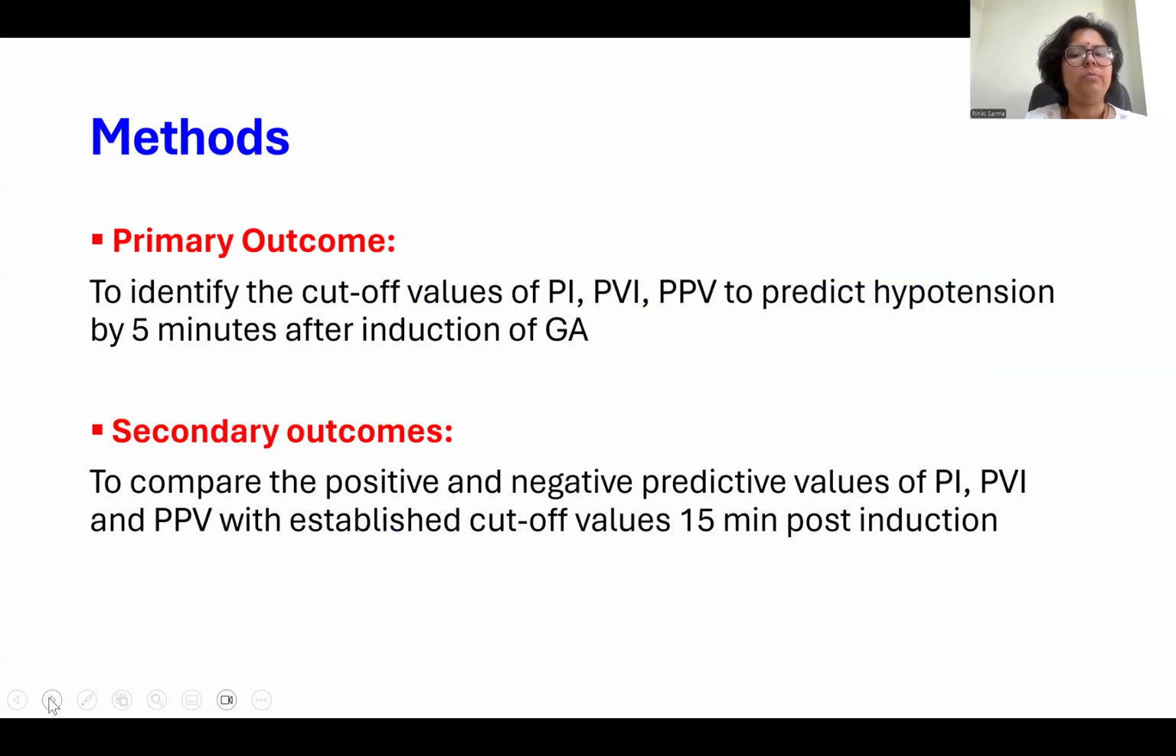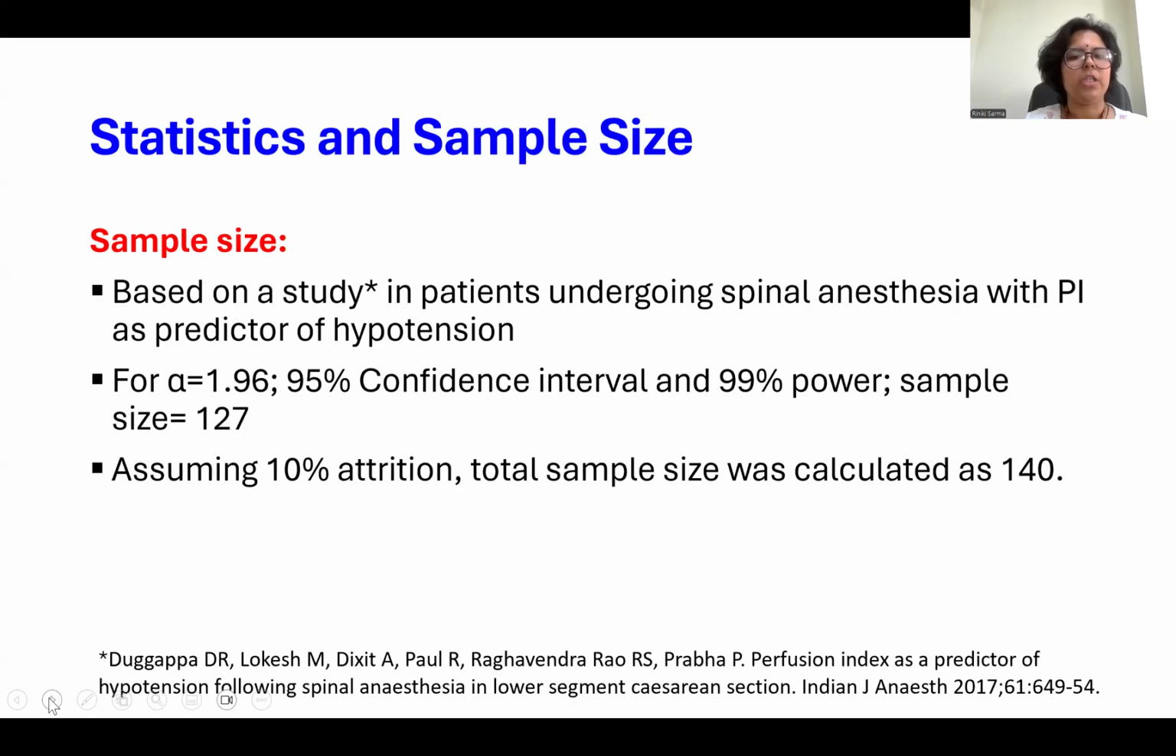The primary outcome was to identify the cutoff values of perfusion index, pleth variability index, and pulse pressure variability to predict hypotension by 5 minutes after induction of general anesthesia. The secondary outcome was to compare the positive and negative predictive values of these three parameters with the established cutoff values after 15 minutes of induction.